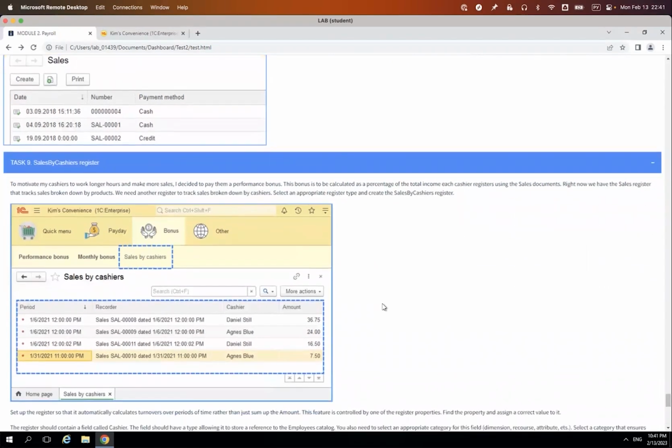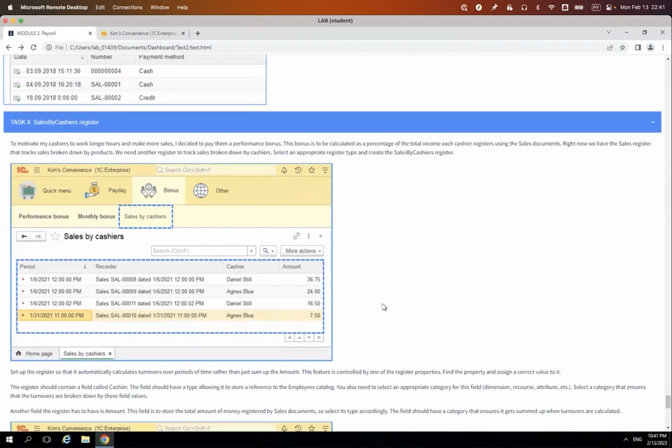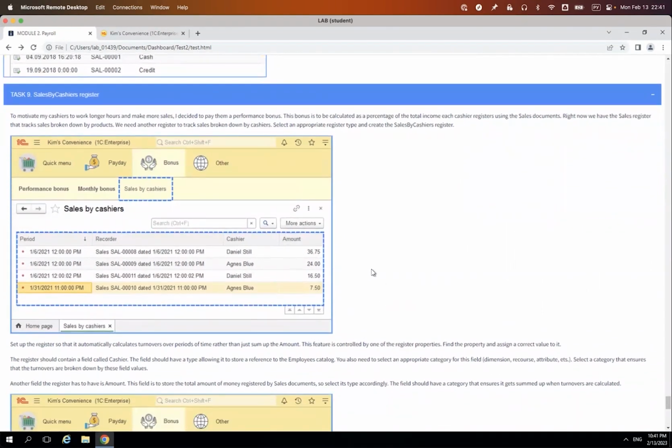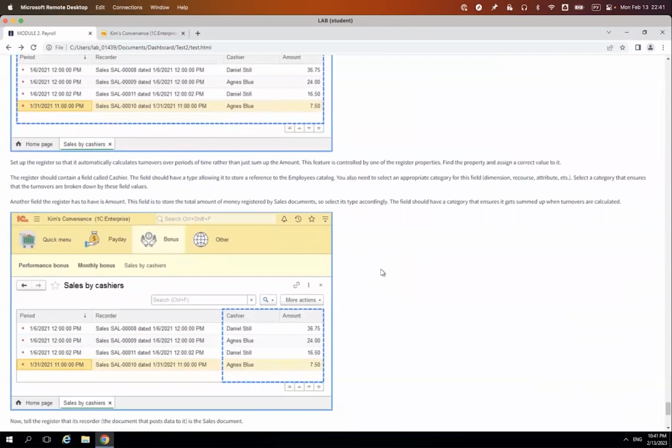So you need another register to calculate how much each cashier brings, how much each cashier registers, and basically how much money it puts into the cash register taken from the customers. And based on this amount of money, you will be paying performance bonuses to cashiers, not monthly bonuses, but performance bonuses, because monthly bonuses are different. They're based on the total amounts of earnings for the period of time. Then you just multiply it by some percent or something like that. And this is your monthly bonus. But performance bonus is based on your performance, on how much money you brought to the company.